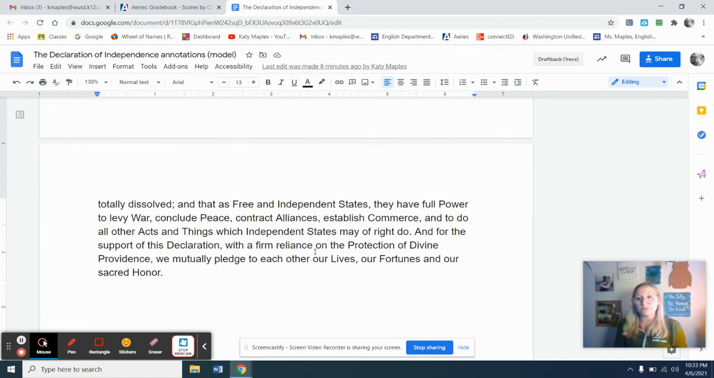So I hope this helped you understand the Declaration of Independence, and we will be working with this further. You'll be writing a letter kind of mimicking the style of this. You'll also be writing a paragraph analyzing it, so make sure you understand this piece.